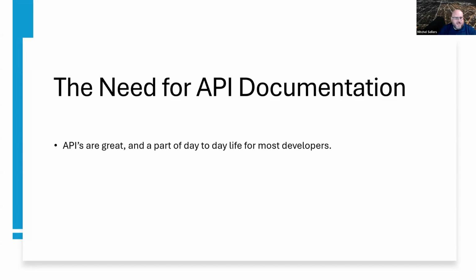So why do we need API documentation? What are we trying to do? Why is this something that is so important for development teams? Well, we know that APIs are great, right? Somebody else did the work, let me leverage it. Somebody else has a system, let me call it. The thing is that we also know that documentation is one of those burdens that developers just hate.